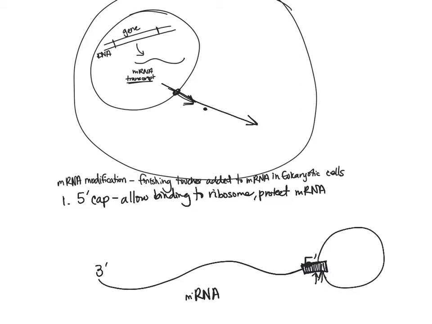And even more so, the second thing that we add is our 3' poly A tail. And this is 100 plus nucleotides. A, adenine, that's why it's poly A tail. So 100 plus A nucleotides. And this, more specifically, is to keep it from degrading.